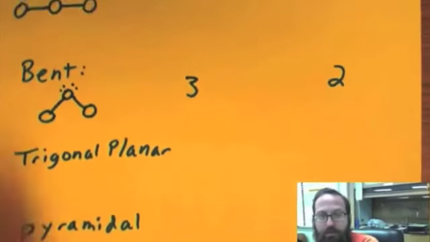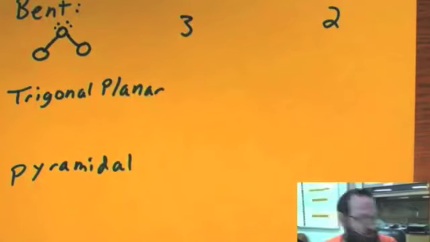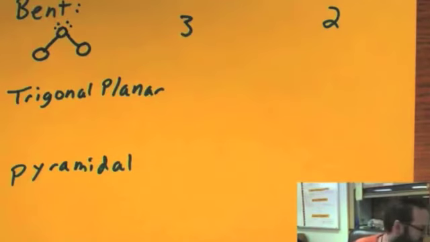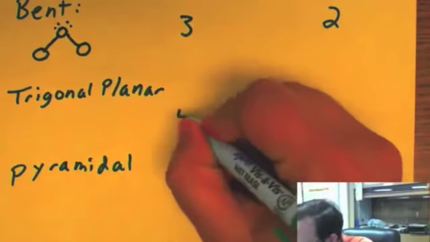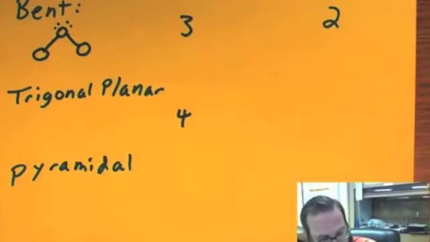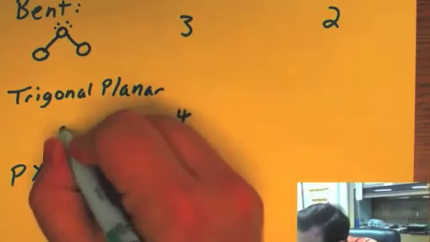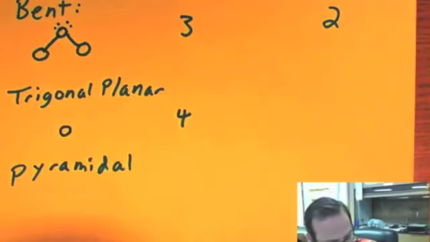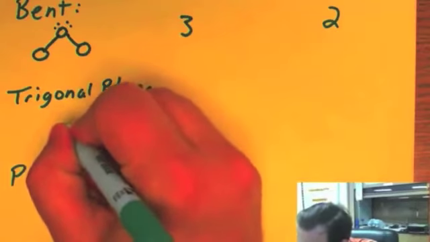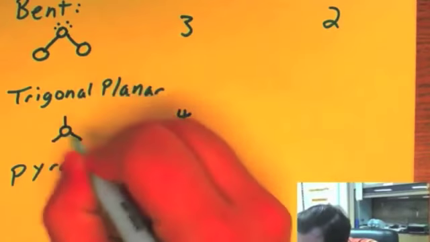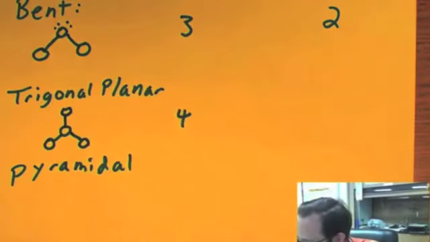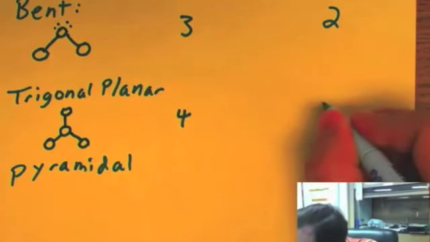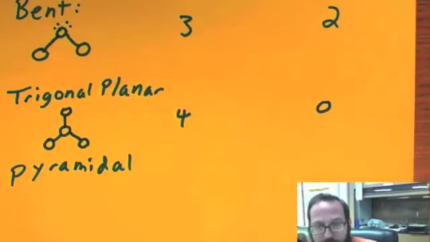Okay? The next one we're going to talk about is the trigonal planar. The trigonal planar has 4 atoms in it. It's got 1 central atom, and it has 3 atoms, 1 on each corner like that. Okay, so because it's a flat shape like that, it does not have any central atom pairs.